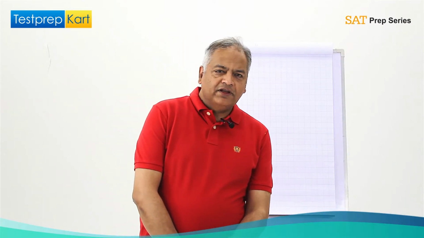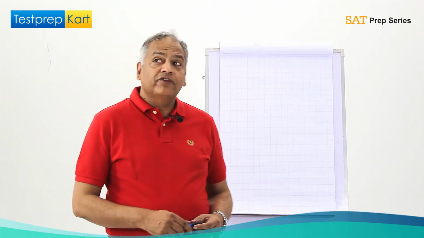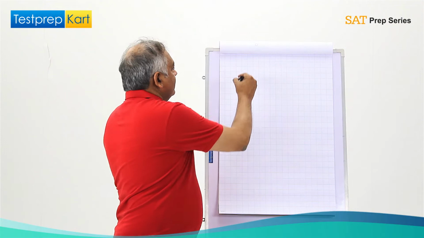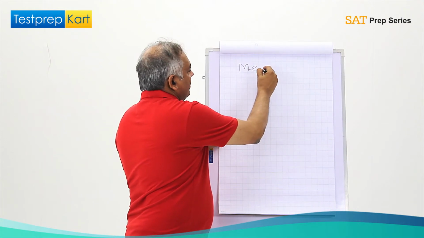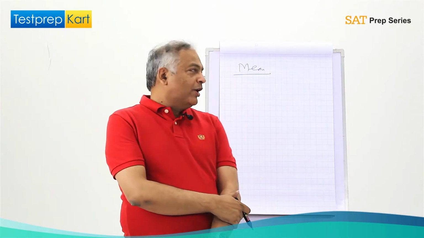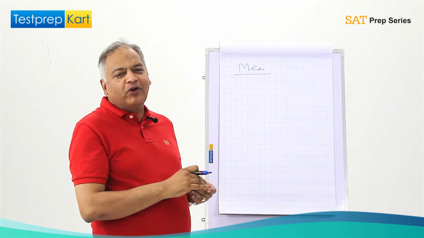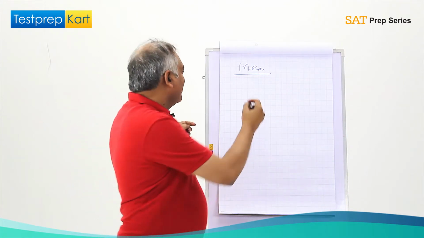So let me start with the measure of central tendencies. The first is the mean. It is a basic parameter, a basic value. Now, one can calculate the mean using a simple formula: you have to add all the numbers.